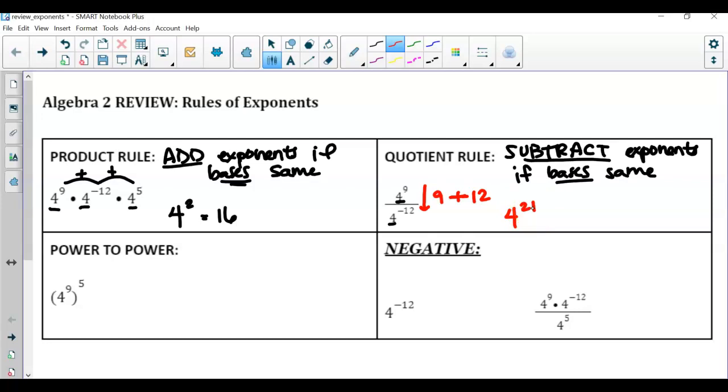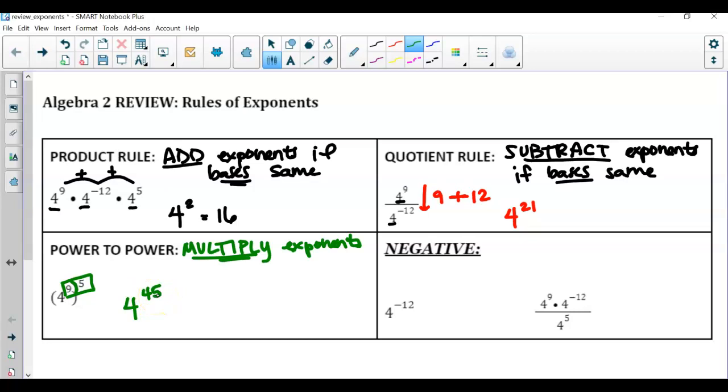Then here we have talked about this in the past, but again, just a reminder, when you have a power to a power, when we had our two exponents here, well, remember with the parentheses, what do we always do? We're going to multiply now. So we would multiply the exponents when you had a power raised to a power. So in this case, this would be 4 to the 45th power.